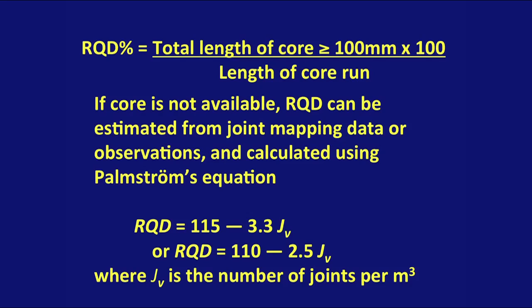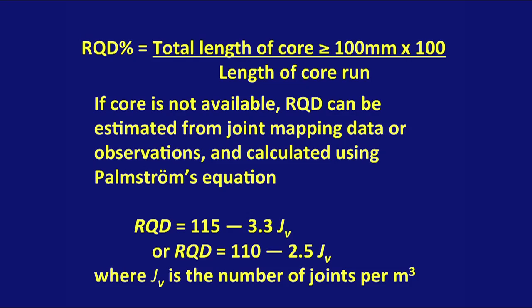For those of you who are not aware what the rock quality designation is, it comes from drill core, and if you take a length of core and measure all the pieces of core that have a length greater than 100 millimeters and total those up and divide it by the total length of the core and express it as a percentage.